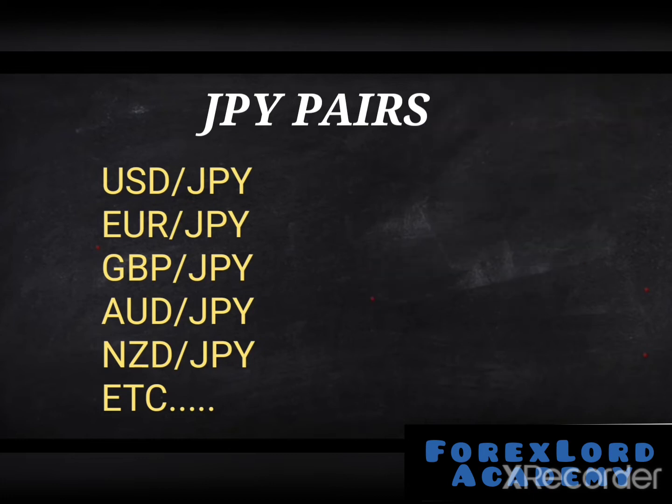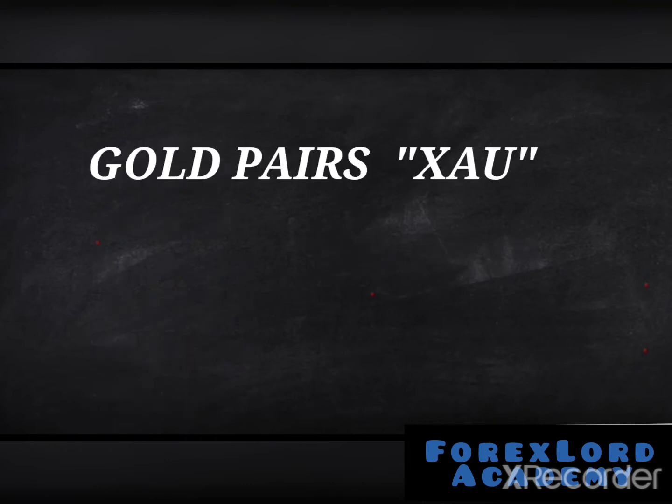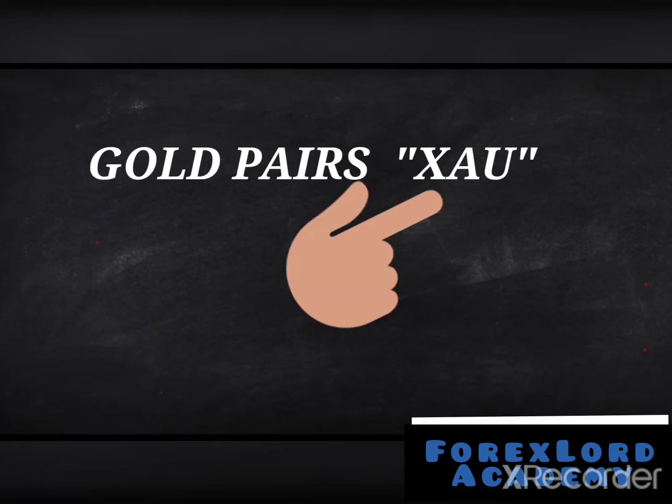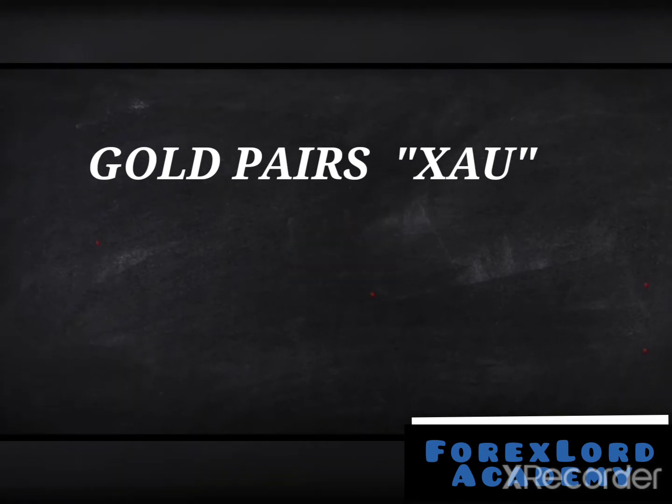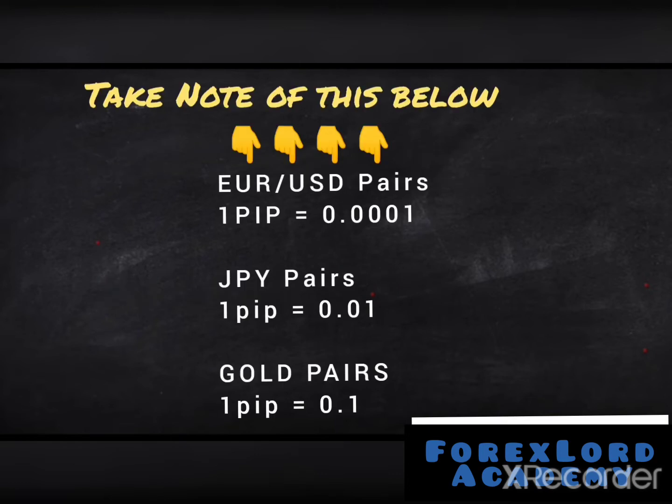JPY pairs, such as the example on your screen: 1 pip equals 0.01. That's the calculation used for that. Now let's go to XAU. XAU is an acronym for gold. In forex, we use XAU to represent gold. So for gold pairs, 1 pip equals 0.1. Just note these 3 formulas down. EUR/USD pairs 0.0001, JPY pairs 0.01, then gold pairs 0.1.